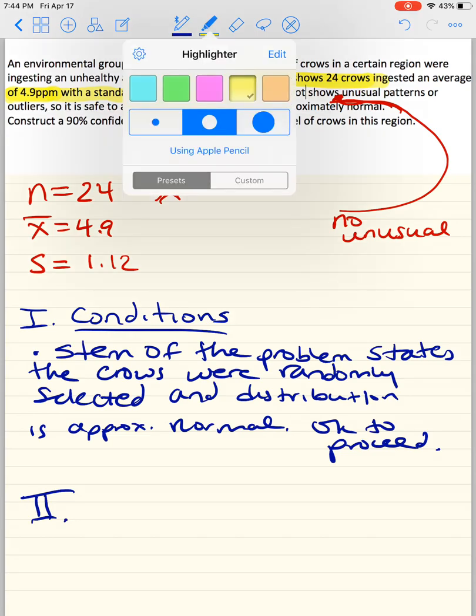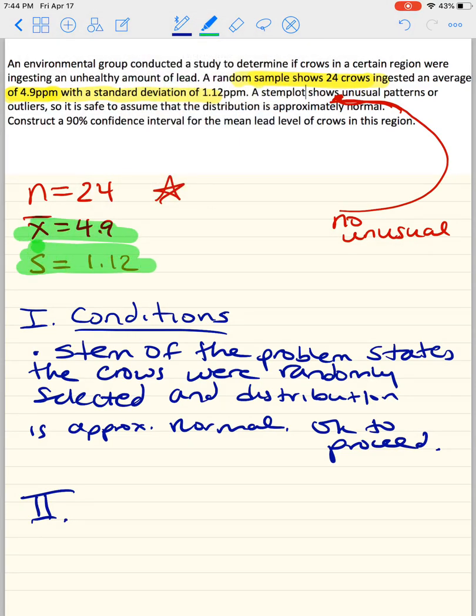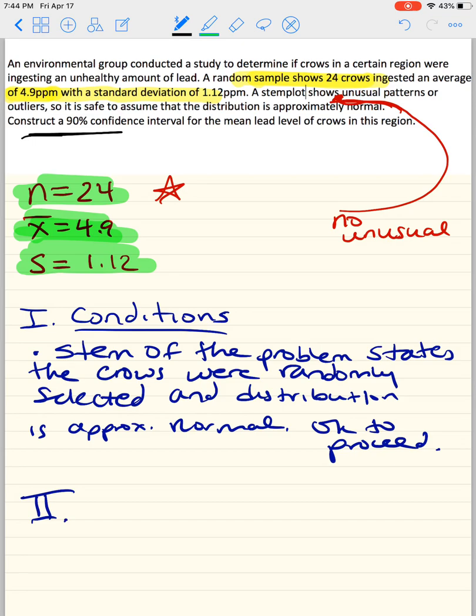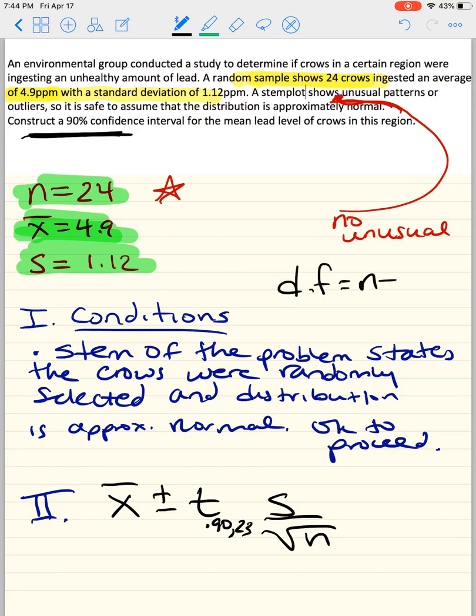Now, step two is our formula. Remember, this has to do with averages, so you go to your formula sheet, and it's only one sample. Notice there's only n equals 24. And we know it's a 90% confidence interval. So we go to one sample, confidence interval: statistic plus or minus critical value times the standard deviation of the statistic. If you want to be really great about this, you put 0.90, comma, 23 for the degrees of freedom. Degrees of freedom is equal to n minus 1, so the degrees of freedom is 23.